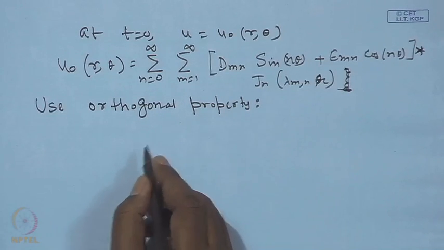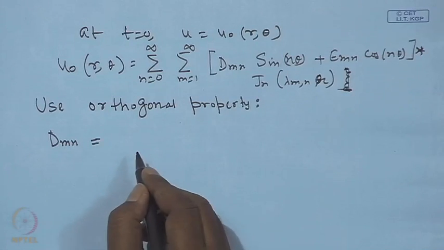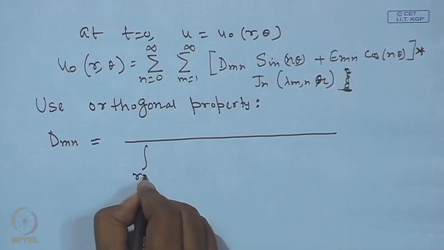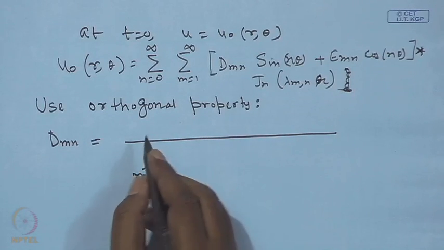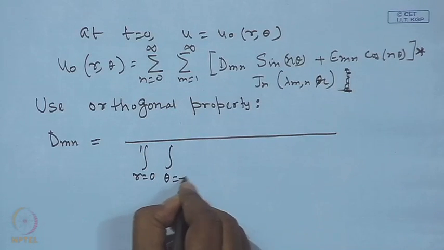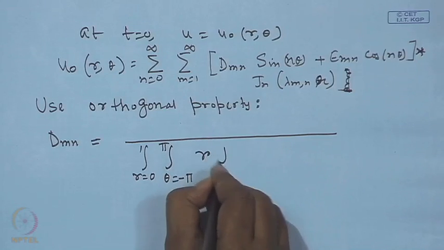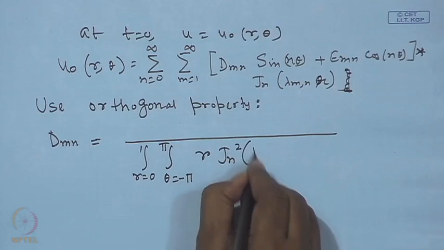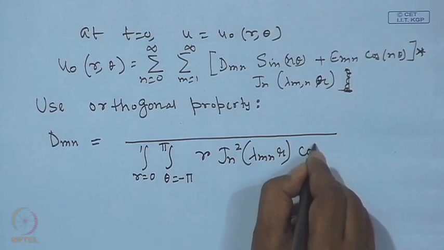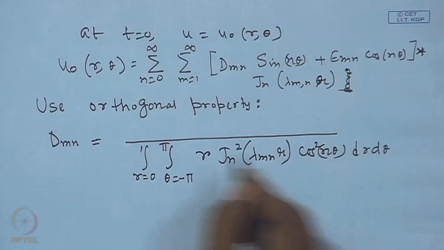One can evaluate the constants d_mn and E_mn. We have done these things lots of times earlier, so I am not going to do it once again. I am just writing the final expression. At r equal to 0 to 1, theta equal to minus pi to plus pi, that is the domain of variation of theta, r J_n square lambda_mn r cos square n theta dr d theta, that is the denominator.